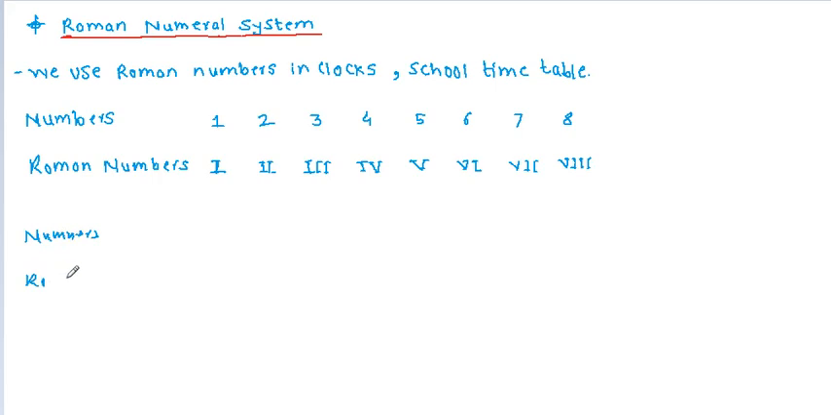Let's see the next number. Next is 9, which can be written as IX. What IX means is that I is for 1 and X is for 10, so 10 minus 1 becomes 9. How these numbers are calculated we will see later. Now 10 can be written as capital X. 11 can be written as XI, and for 12 we use XII.